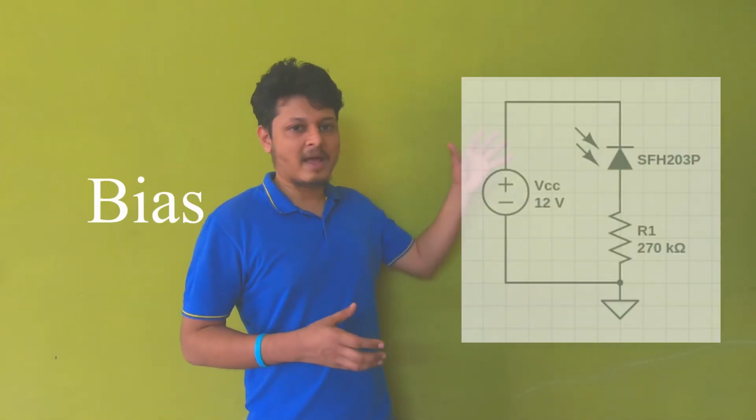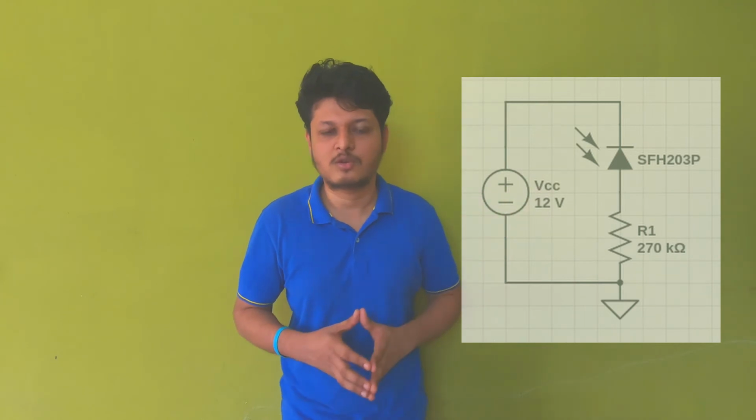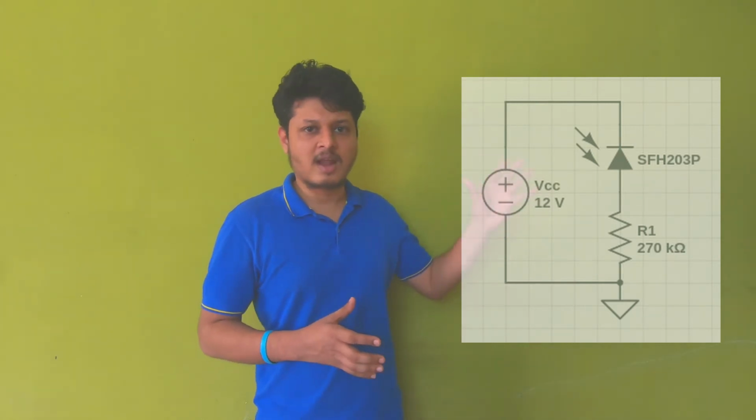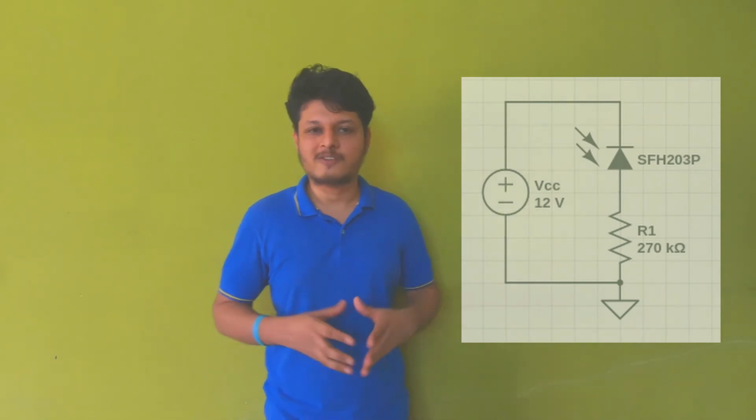Let's consider the biasing of this diode. So this is the simplest biasing that we can have for this SFS203 photodiode. Just one resistor and a diode in reverse bias condition, and we bias it using a 12 volt supply.